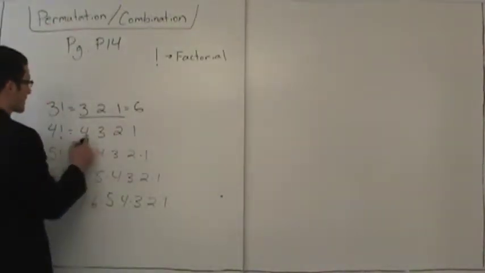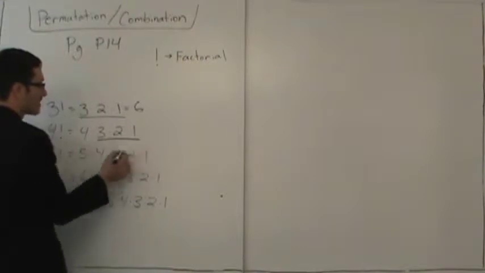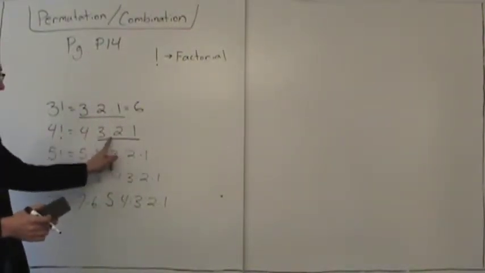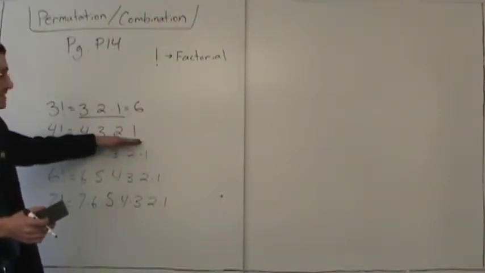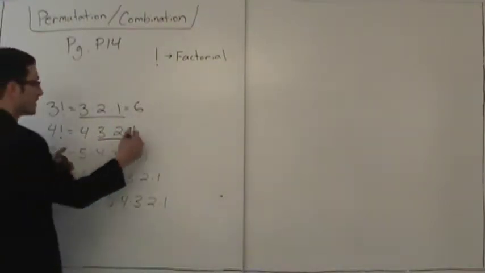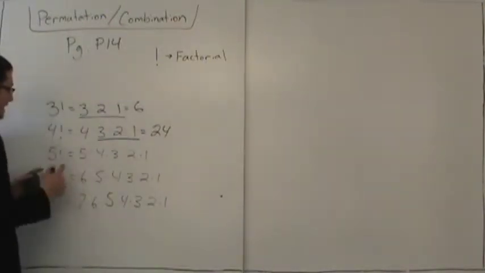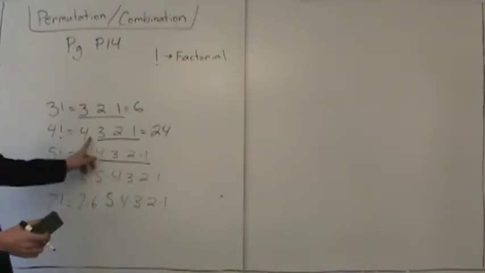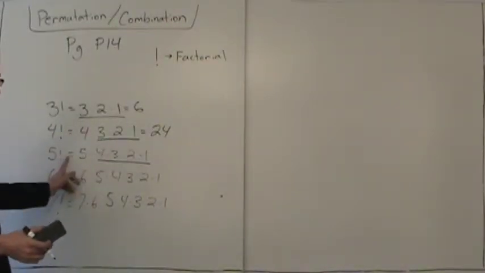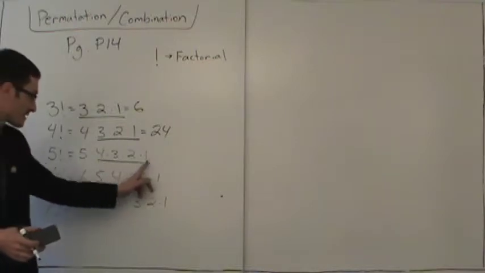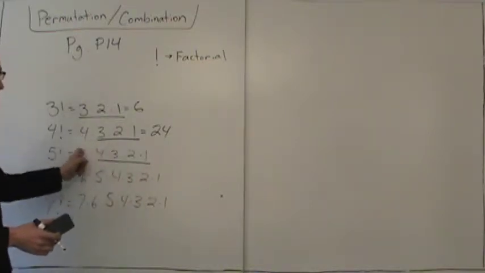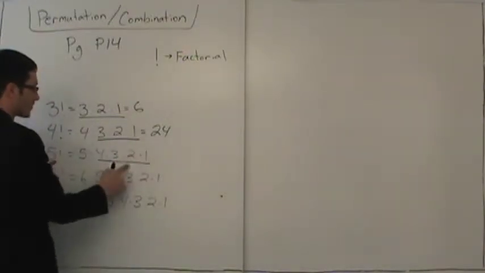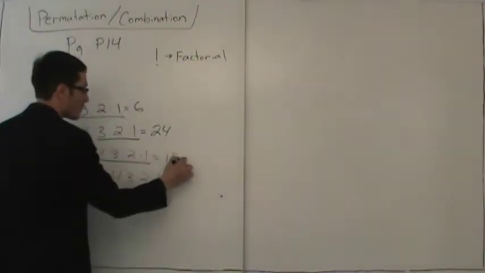4 factorial. Do you see 3 factorial in 4 factorial? Look, I've underlined it. 3 times 2 times 1, which is 6, times another 4. 6 times 4 gives 24. And in 5 factorial, do you see 4 factorial? 4 factorial is 4 times 3 times 2 times 1, and 5 factorial is 4 factorial times another 5. So we have 24, because 4 factorial is 24, times 5, which is 120.